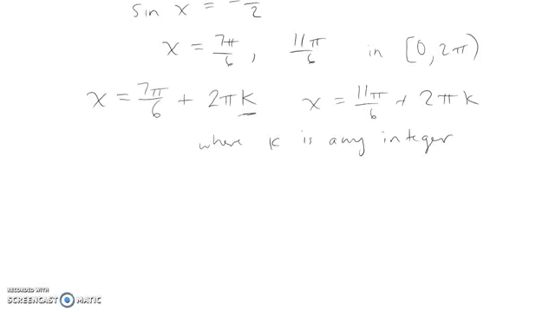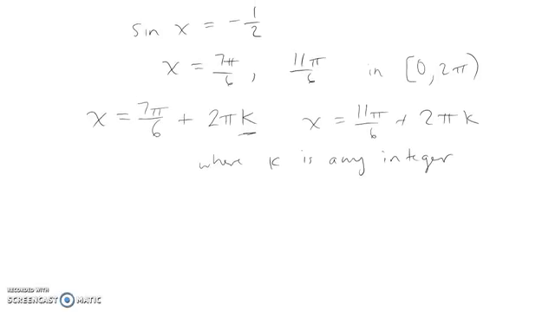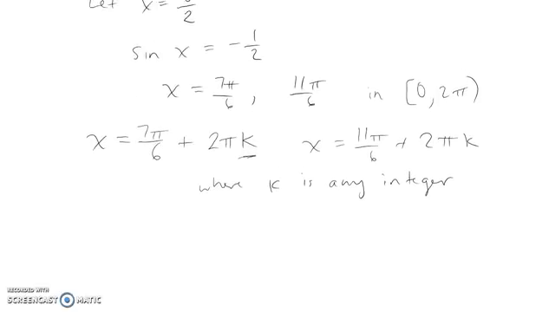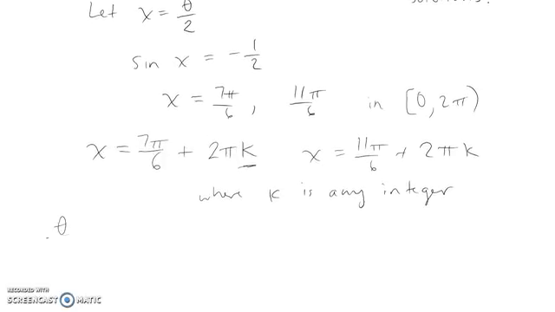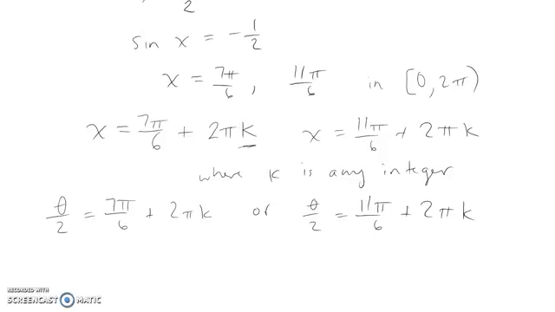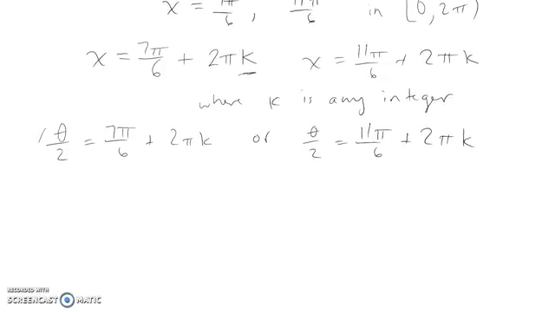All right, so now what we're going to do is plug back in. We're going to now say, oh, but we don't want x, we want theta. So we know that theta over 2 is equal to 7 pi over 6 plus 2 pi k, or that theta over 2 is equal to 11 pi over 6 plus 2 pi k. And now we're going to solve for theta. This time we're going to multiply both sides by 2 to get theta alone.